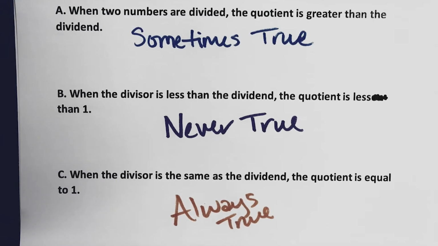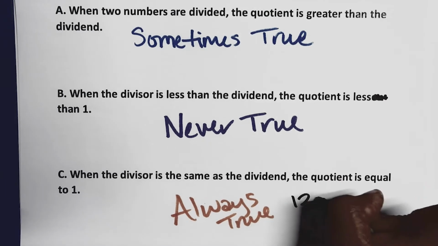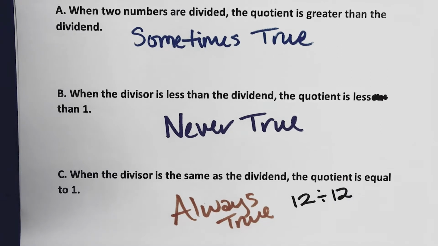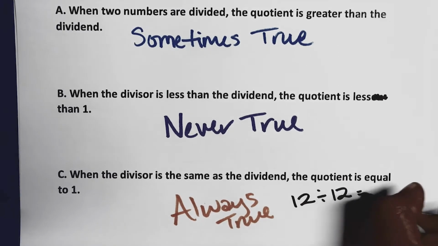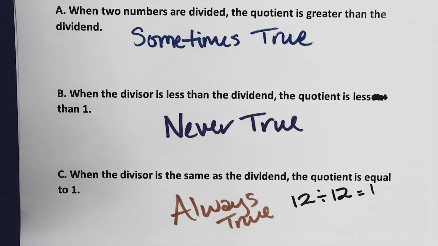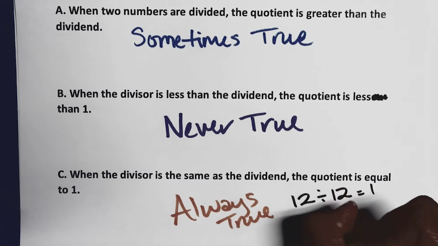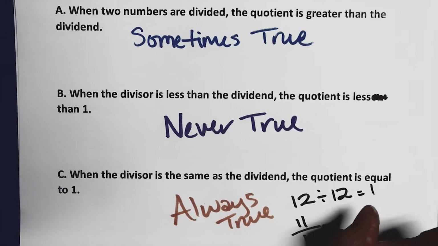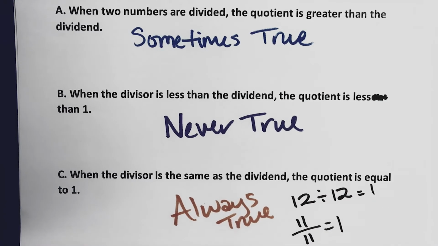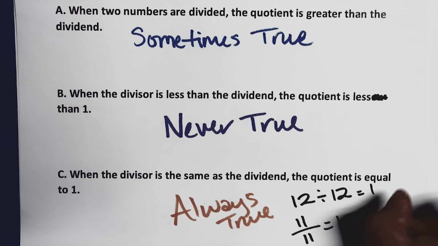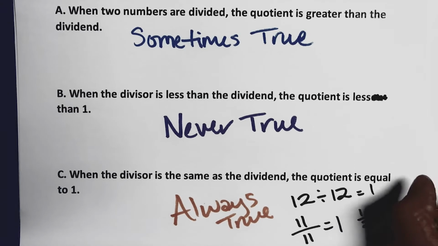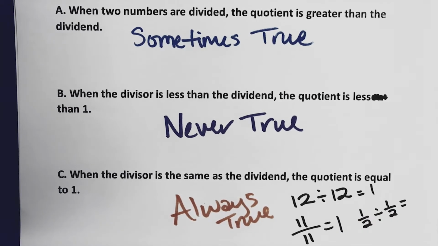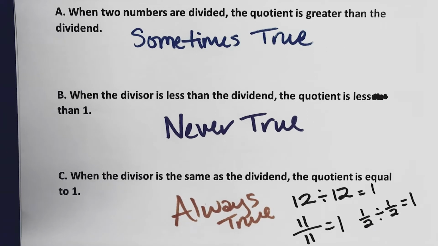So let's say if I had 12 divided by 12. What is that going to give me? 1. Or if I had 11 divided by 11, or my 11 as my numerator, my denominator, it's also going to give me 1. What if I had 1 half divided by 1 half? That's also going to give me 1. So it's always true. So let's look at some word problems.